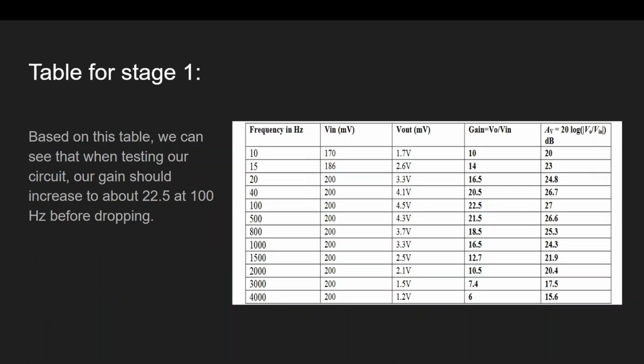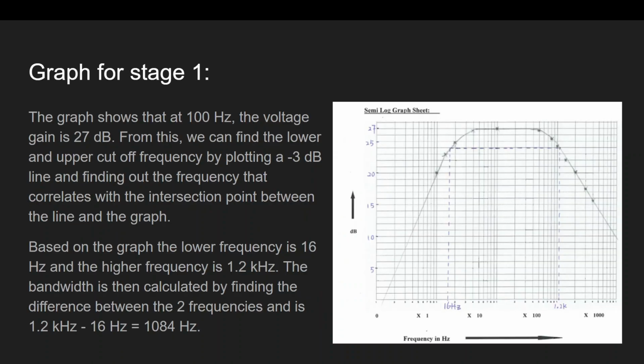Okay, now this is the table for stage 1. Based on this table, we can see that when testing our circuit, our gain should increase to about 22.5 at 100 Hz before dropping. And for the graph of stage 1, we can see from the graph that at 100 Hz, the voltage gain is 27 decibels.